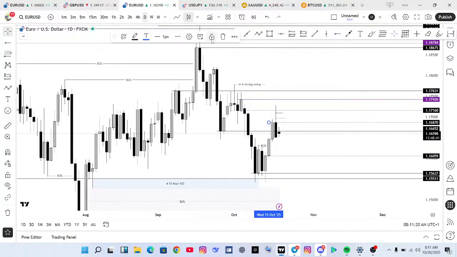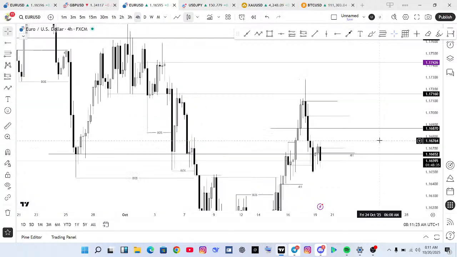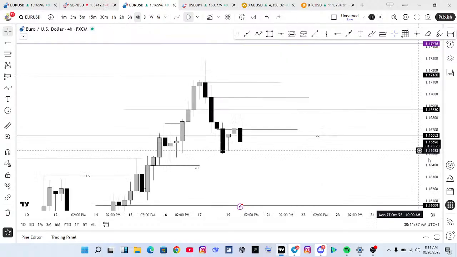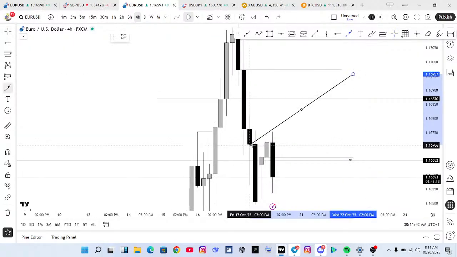So let's go to 4 hour and look for entries. Let me show you guys how I saw this entry here. After price broke this place, this is the QM. The QM is very close, but the market went straight to this key level. Look at this OCL here.